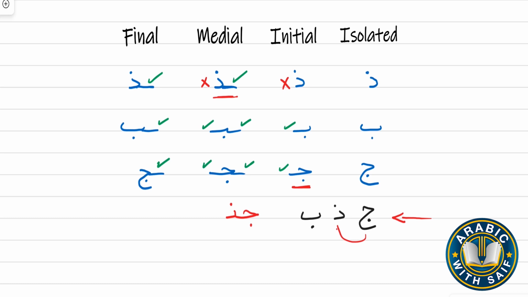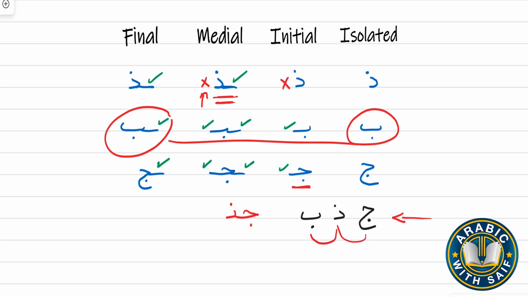Now we will see the relation between Dhal and Ba. Dhal's middle form is allowed to connect to a letter before, but nothing after it. That's why letter Ba's final form by default will change to be the isolated form because Dhal refused to get connected. And this will be the final form for this word. Let's read it. Jadhab. Jadhab means pull something.